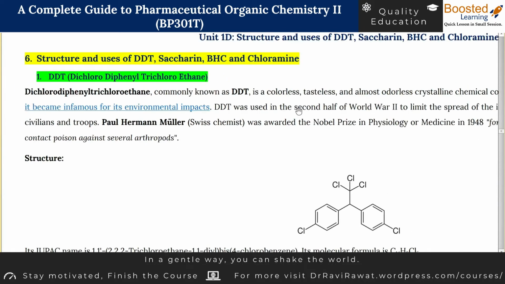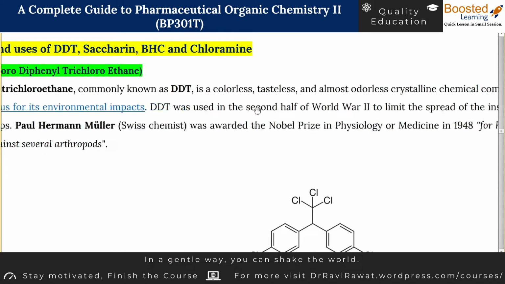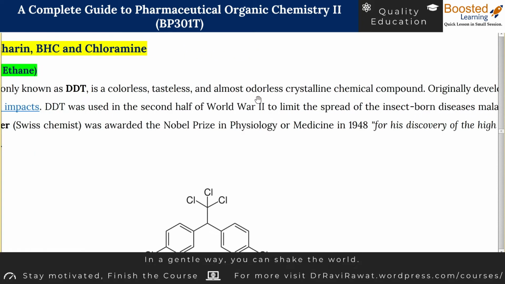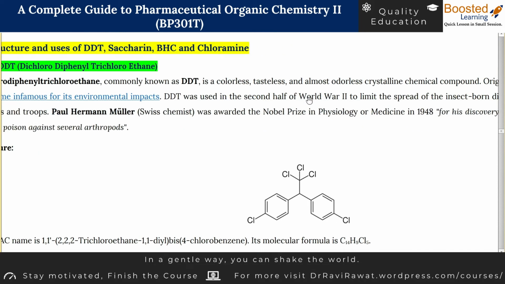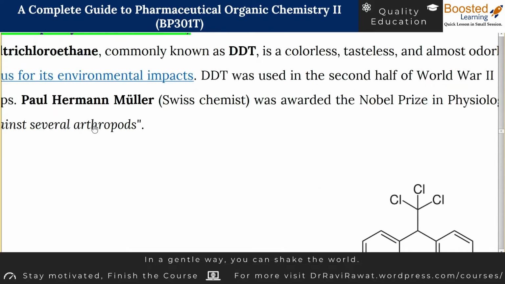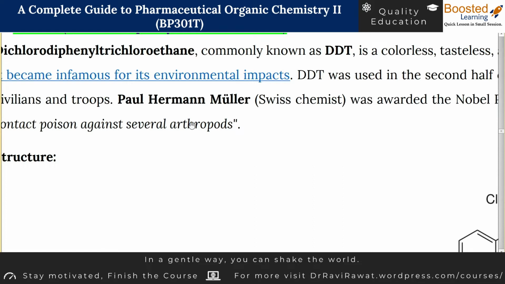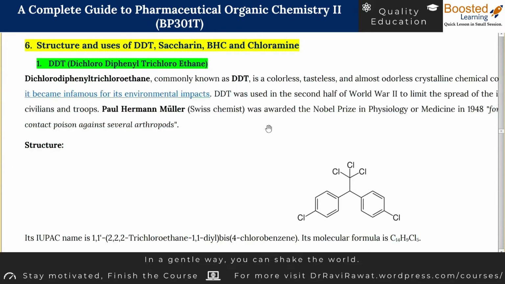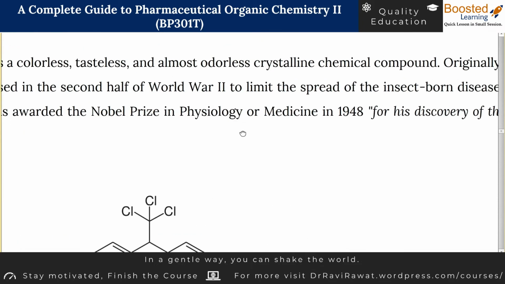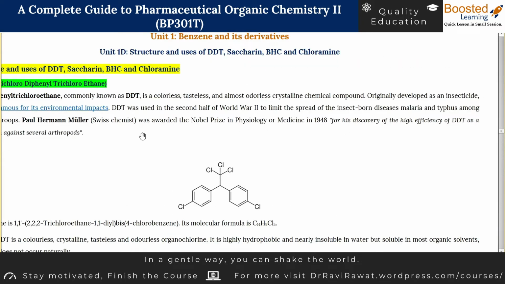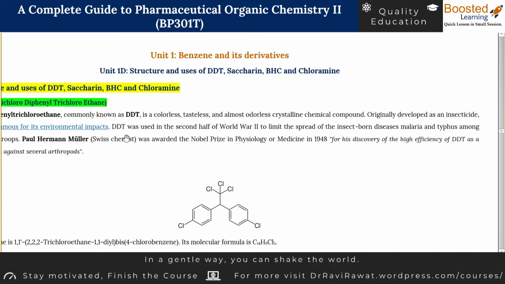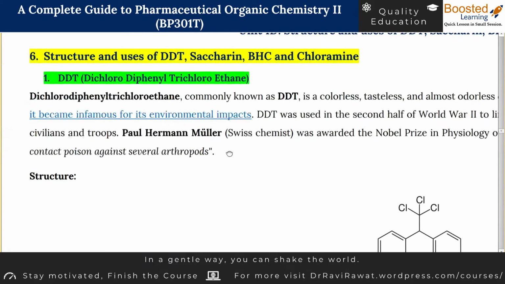If you see it as a compound, then it was colorless, tasteless and almost odorless. It was discovered somewhere around the 1950s by a scientist, Paul Hermann Muller. The discovery was so great that he was awarded the Nobel Prize for it in 1948. The beauty about DDT was that it was a contact poison for several arthropods. Arthropods is actually a family name for the insects.